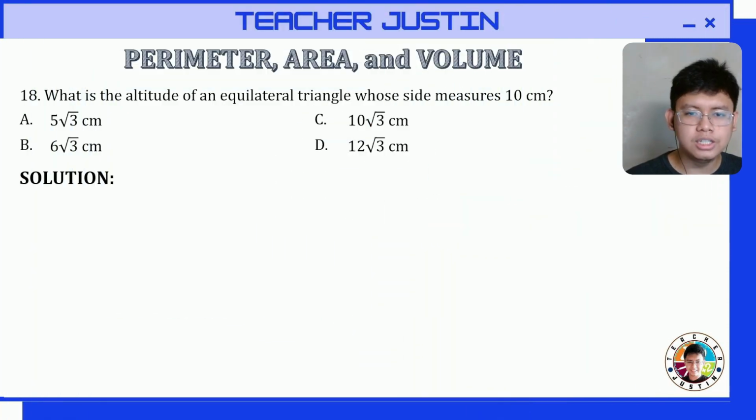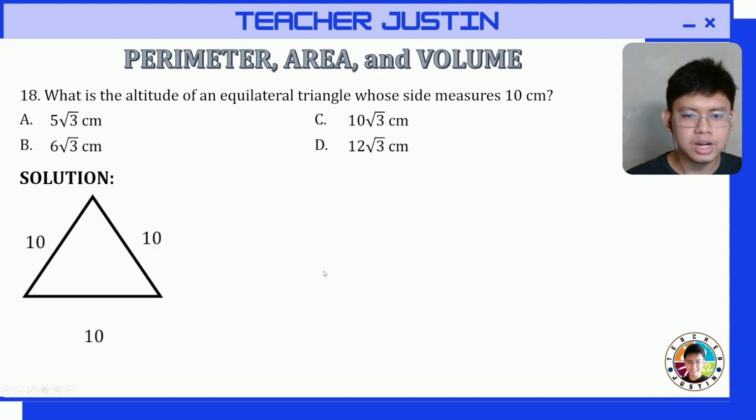Okay, what is the altitude of an equilateral triangle whose side measures 10 centimeters? So, drawing natin yung ating equilateral triangle. So, pag sinabing equilateral triangles, all sides are equal. So, lahat ng sides na to ay equal. Now, we're asked to find the altitude of this equilateral triangle. So, pag sinabing altitude ng equilateral triangle, it will serve as the height of our equilateral triangle. So, ito yung height ng ating equilateral triangle.